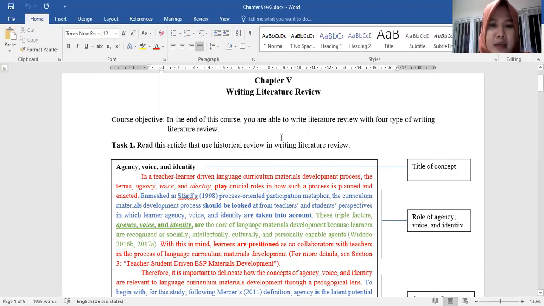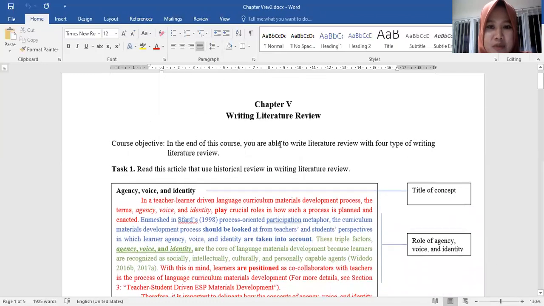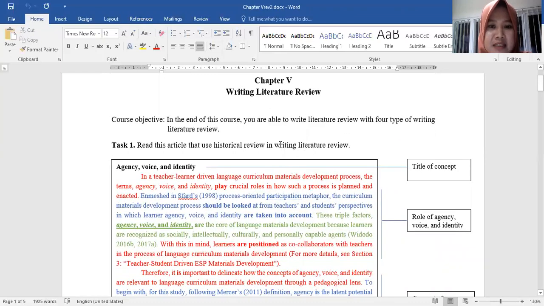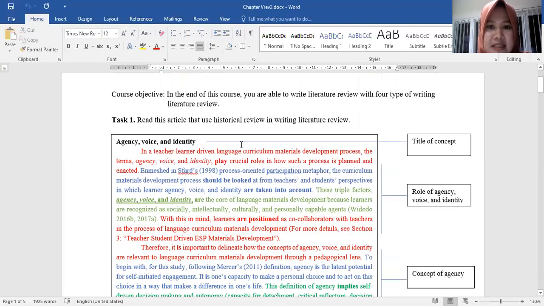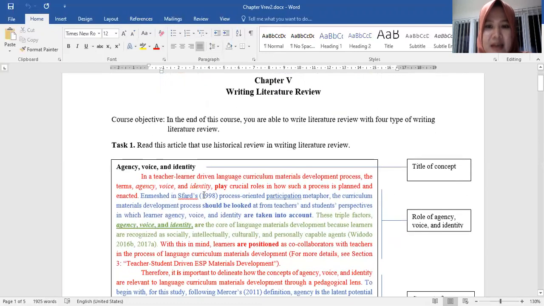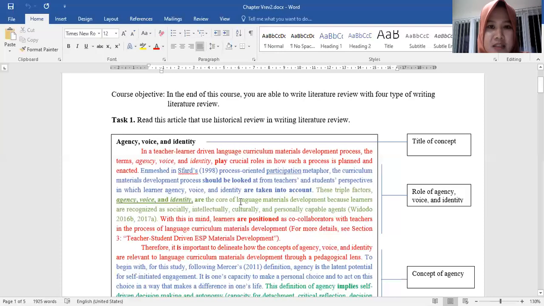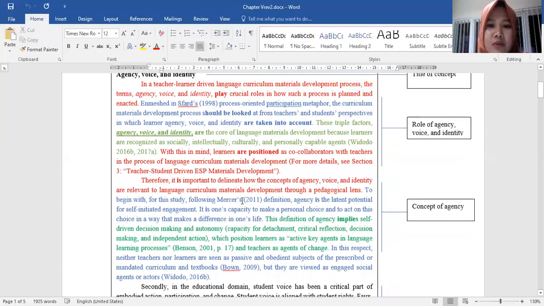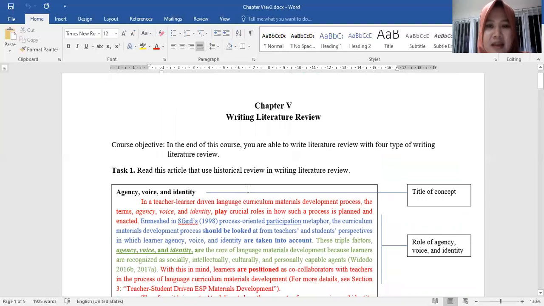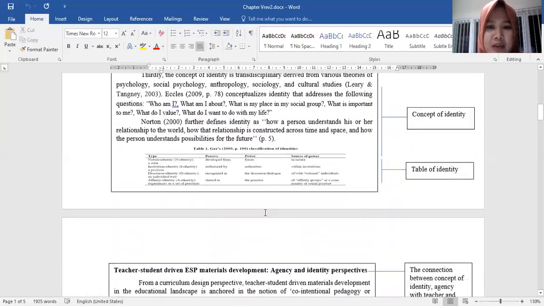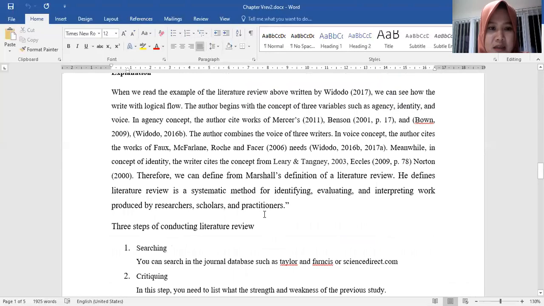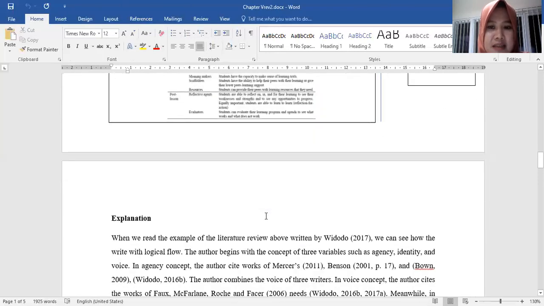You may take a look at the materials that I have posted in Schoology, and check chapter 5, writing literature review. At the beginning of the materials, you will see an example of a literature review. It is taken from an internationally reputable journal, so of course it has been approved internationally as a good way to write a literature review. But before that, I would like you to jump into the explanations of the example materials.